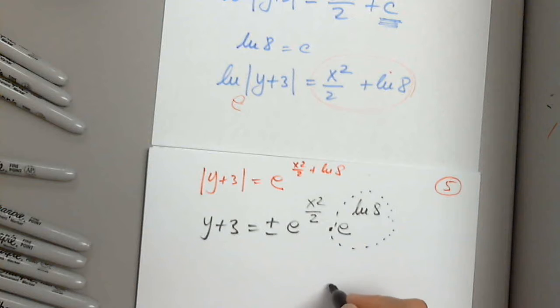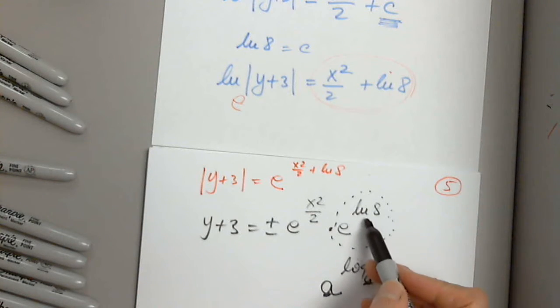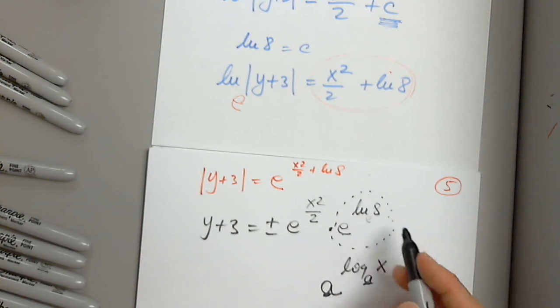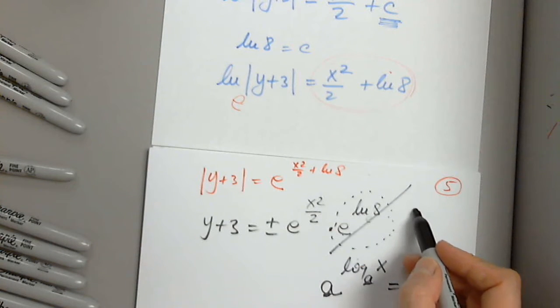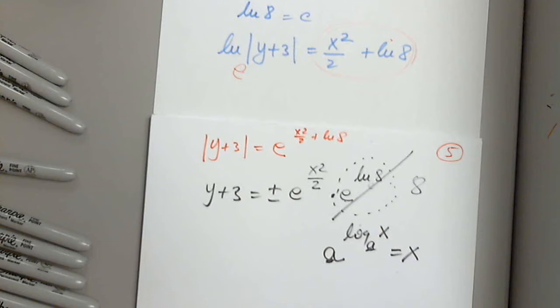Let me refresh your memory. A raised to log base a of x, as long as these two are the same, and they are. This is base e and this is base e, is x. So then all this will be 8. Exactly. So then we have y equals negative 3 plus or minus 8 e to x squared over 2.